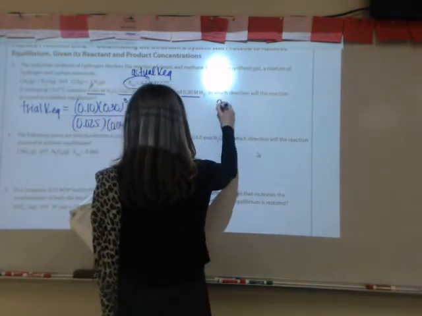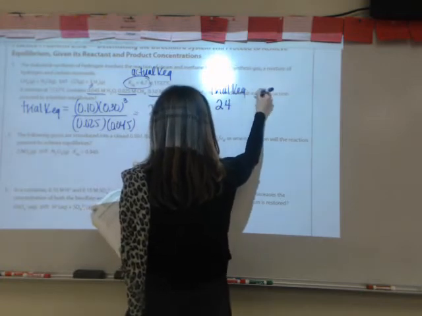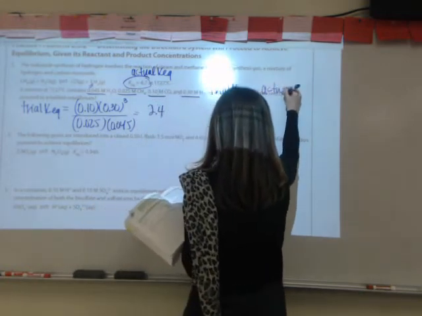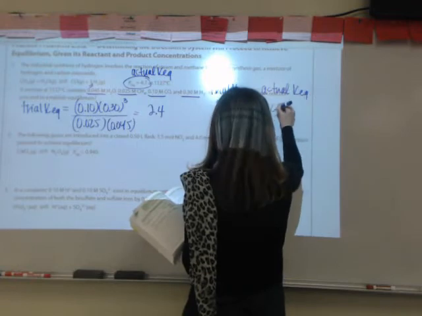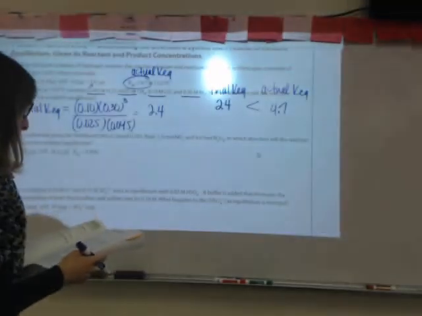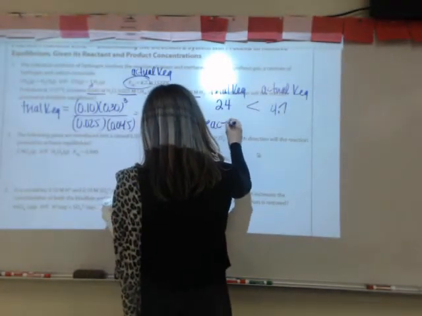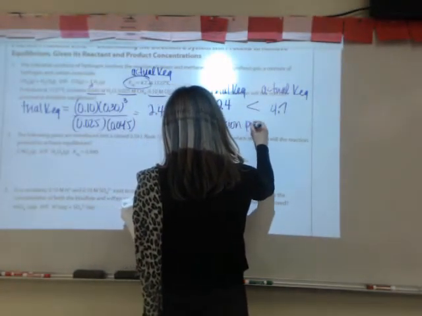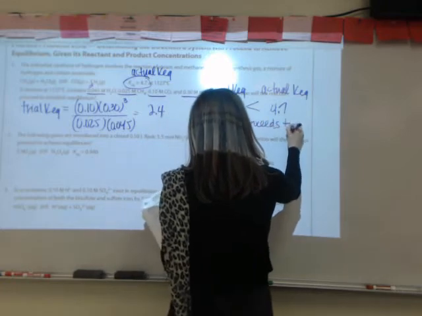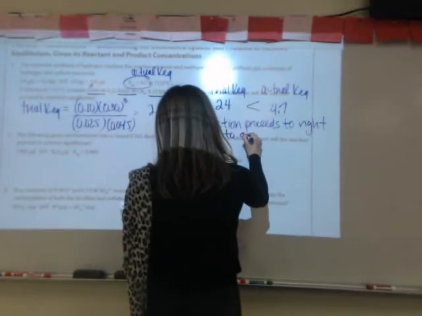So my trial KEQ is 2.4, and my actual KEQ is 4.7. Well, this is less than that. So when your trial is less than the actual, the reaction proceeds to the right to achieve equilibrium.